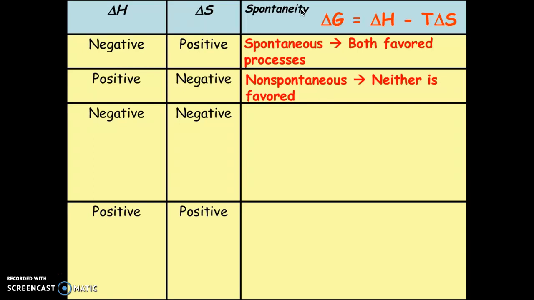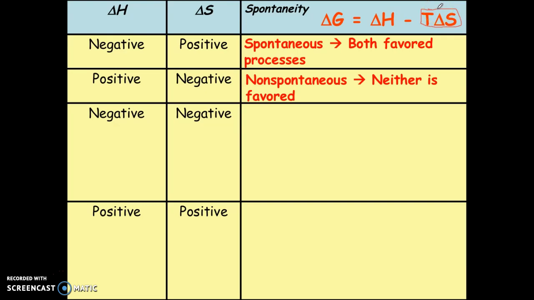Okay? But what if one of the variables favors the reaction? What if delta H is negative and delta S is negative? So in this case, delta H favors the reaction, delta S doesn't. So we want this section right here to be small.